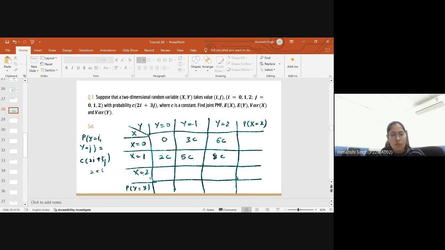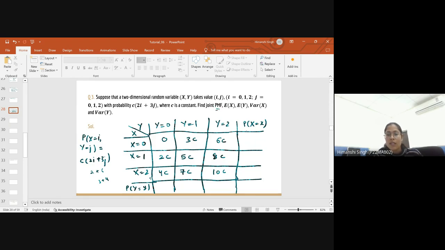So X is 2, Y is 0, it will be 4c. X is 2, Y is 1, it will be 3 plus 4, 7c. X is 2, Y is 2, both are 2, so it will be 4 plus 6, 10c. I hope all of these are correct. So this is basically the table for the joint density or joint PMF, we can say. Now we have already found the joint PMF using this table.